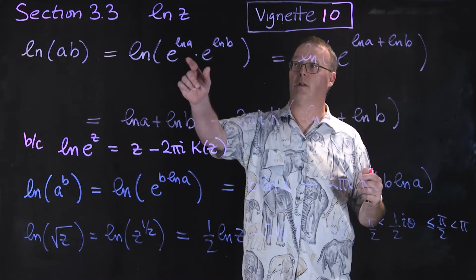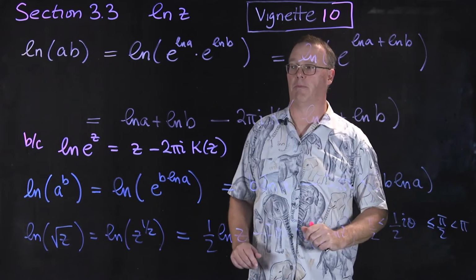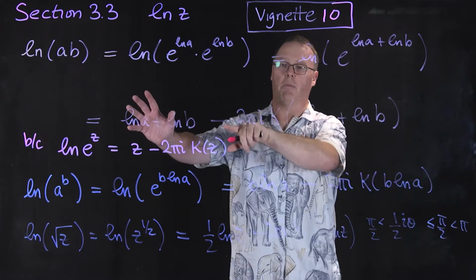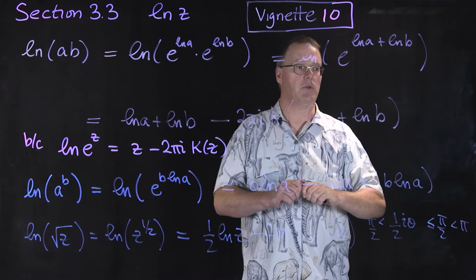So therefore, e to the log a times e to the log b is e to the log a plus log b. Log of e to the anything is the anything minus 2 pi i times the unwinding number of the anything. So this is what's true.